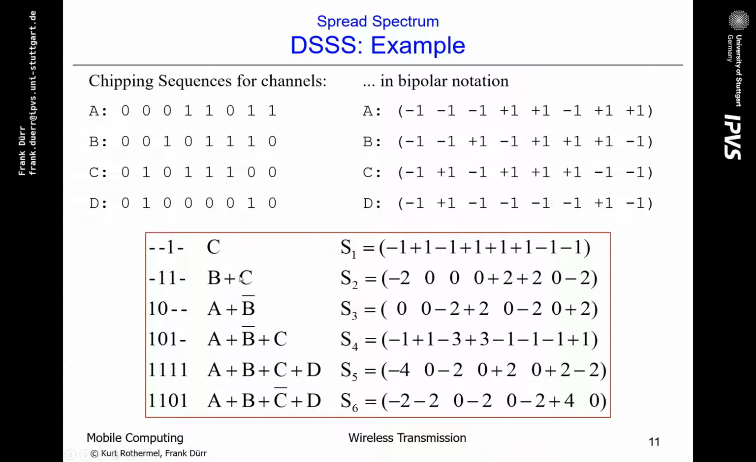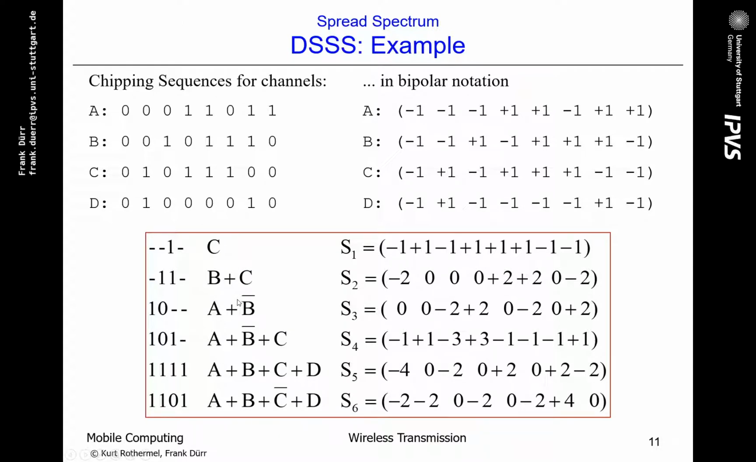Now, if both B and C are active at the same time, and both B and C are sending a 1 bit, then we have an addition of the chipping sequences of B and C at the receiver side. So we get -1 plus -1 is -2, -1 plus 1 is 0, and so on and so on. And this is then the signal received at the receiver side if only B and C are sending at a time and both of them are sending a 1 bit.